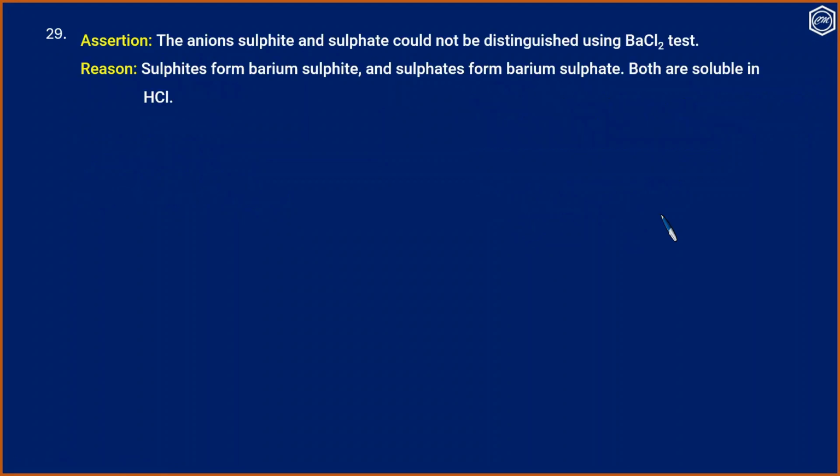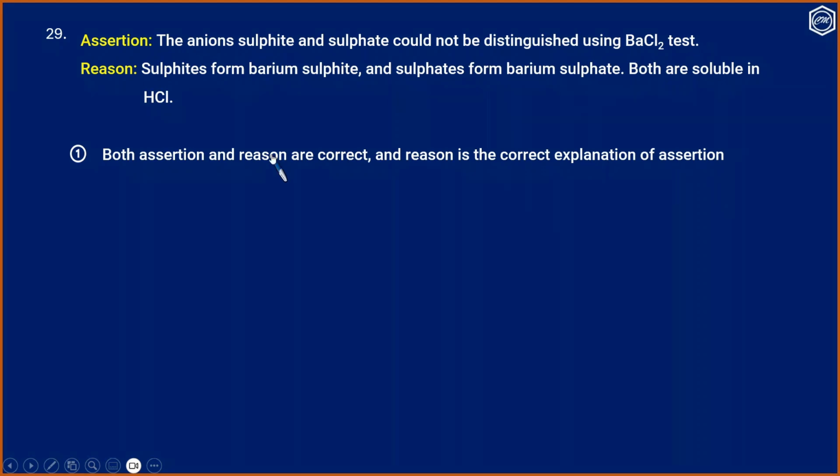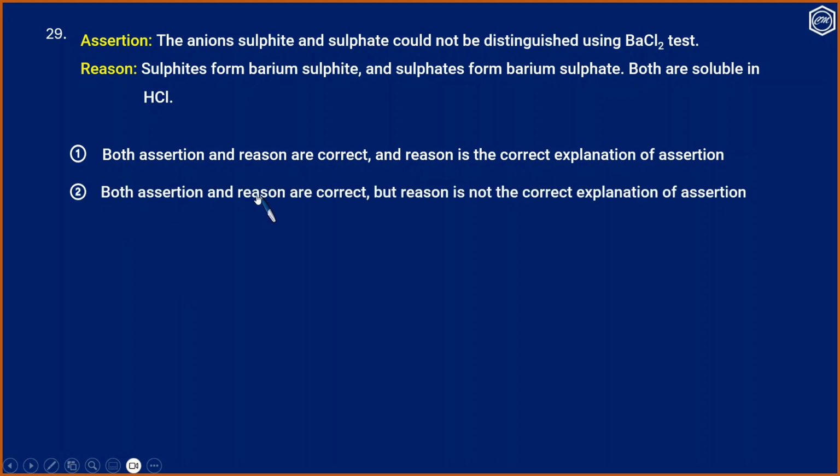Question number 29. It is an assertion reason type question. Assertion: The anions of sulfite and sulfate could not be distinguished using barium chloride test. Reason: Sulfites form barium sulfite and sulfates form barium sulfate. Both are soluble in HCl. Option 1. Both assertion and reason are correct, and the reason is the correct explanation of assertion. Option 2, option 3 and option 4.